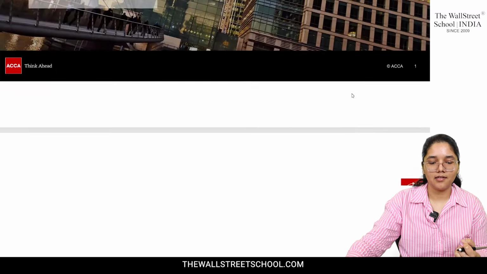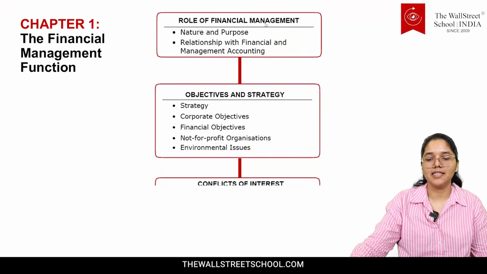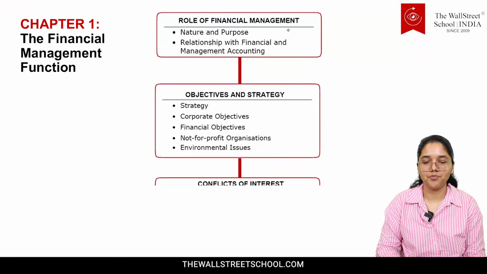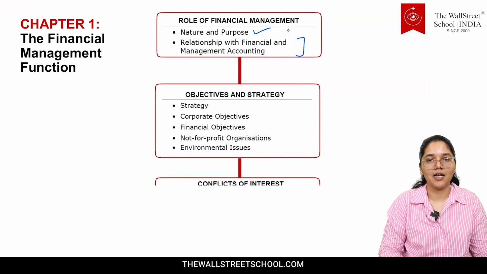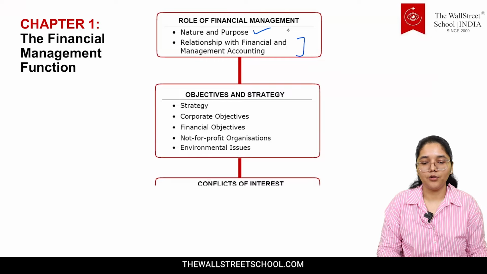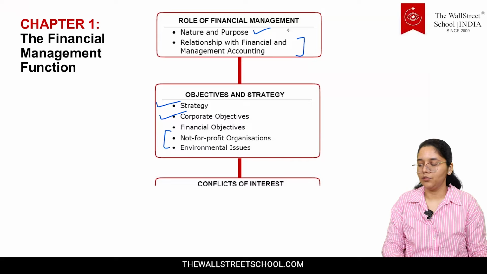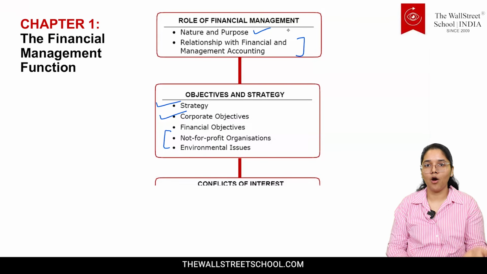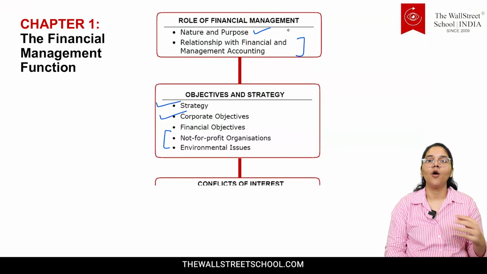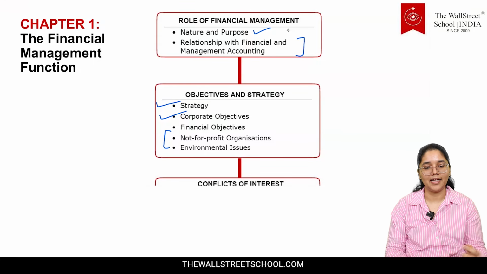So here is a quick overview of what all we are going to be learning here. Firstly, we'll talk about the role of financial management. What's the nature and purpose of it? What relationship does it have with financial and management accounting? Then we are going to talk about what are strategies, what are objectives. We will also learn to evaluate entities whose main objective is not to make profit, what you call NPOs, not-for-profit organizations, or charitable organizations.